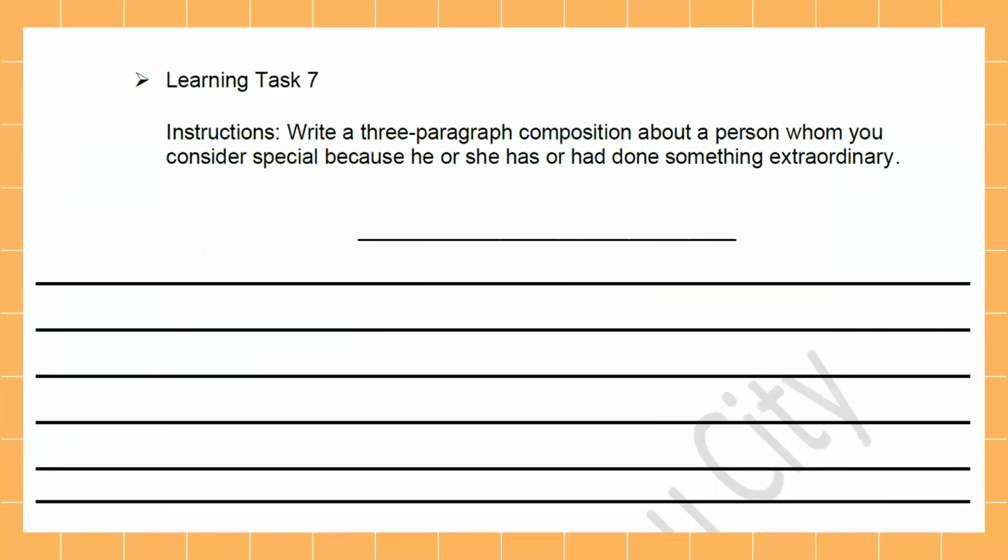All right, let's move on to learning task number 7, which is just one of the many other tasks in your module. Write a 3-paragraph composition about a person whom you consider special. Maybe a person who you admire because he or she has or had done something extraordinary. Magsulat ka ng 3 paragraph that talks about a person who has done na may nagawang very extraordinary. Don't forget to write your title here. Title should go here, and then you can start writing here, and don't forget you should write 3 paragraphs.